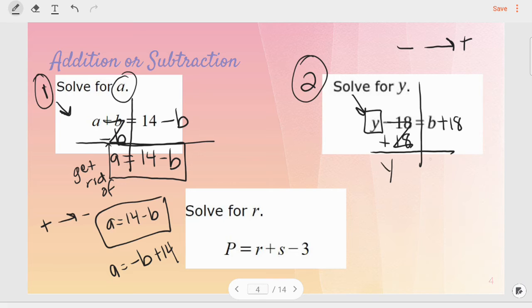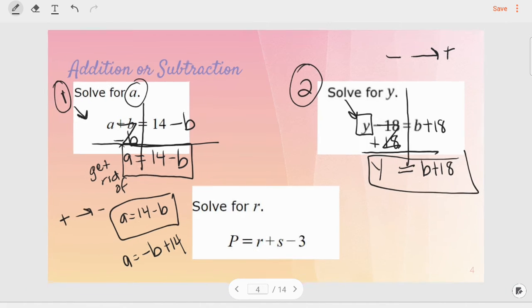Minus z and minus 18 and plus 18 zero out. And that's leaving me with b plus 18. This would be my final answer. I started with 2 variables, I end with 2 variables.